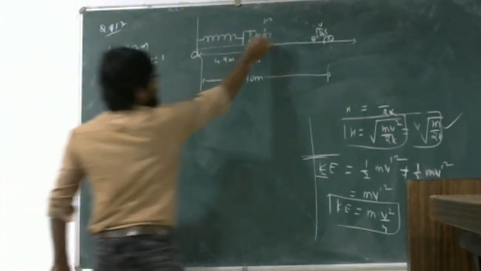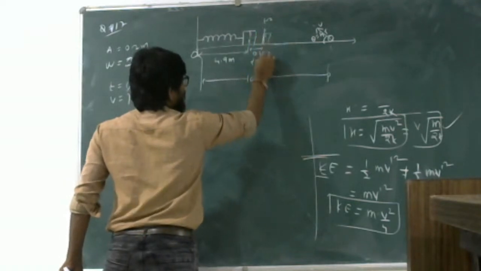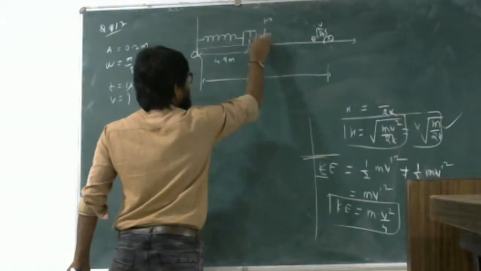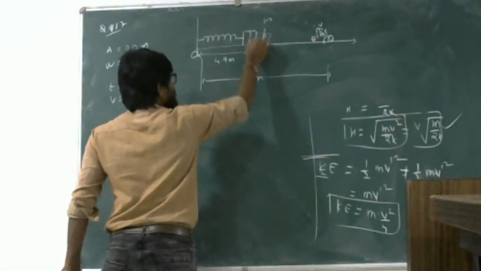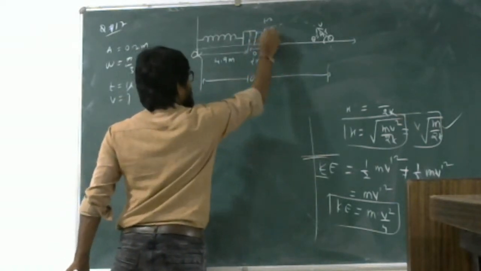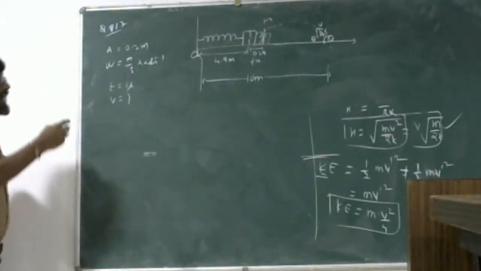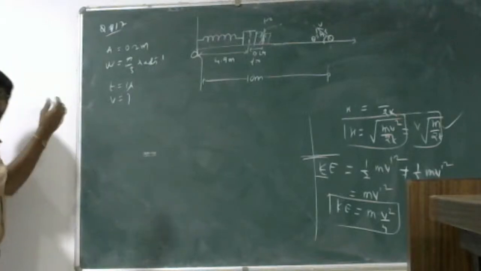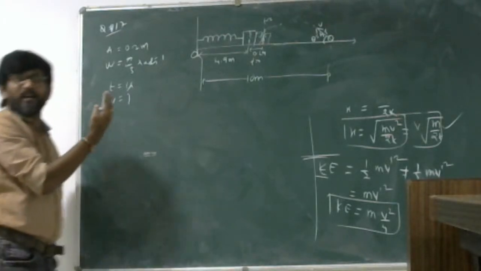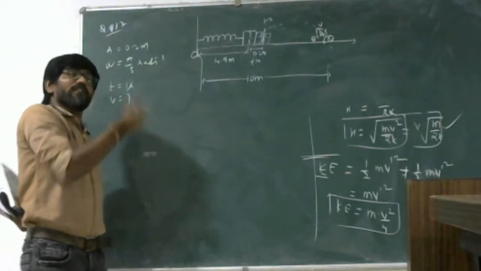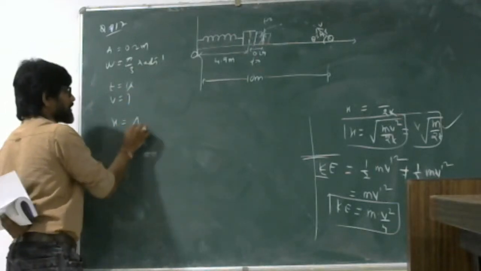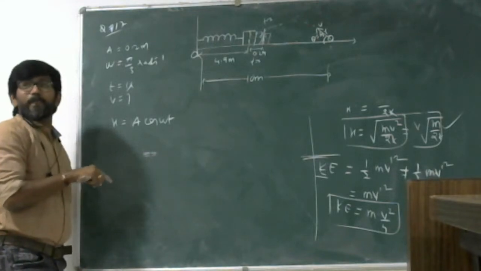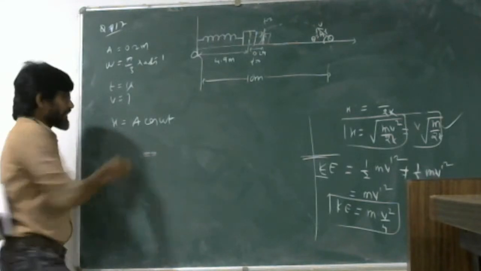So it is released from here at t equal to 0, at 0.2 meters distance. After 1 second it moves somewhere here, and it is coming and hitting here. So what is the distance moved? As we are releasing the block from the extreme position, the displacement of a particle undergoing SHM starting from the extreme position is given by x equal to a cos omega t. If it is starting from the mean position, it is a sin omega t. So here it is a cos omega t.